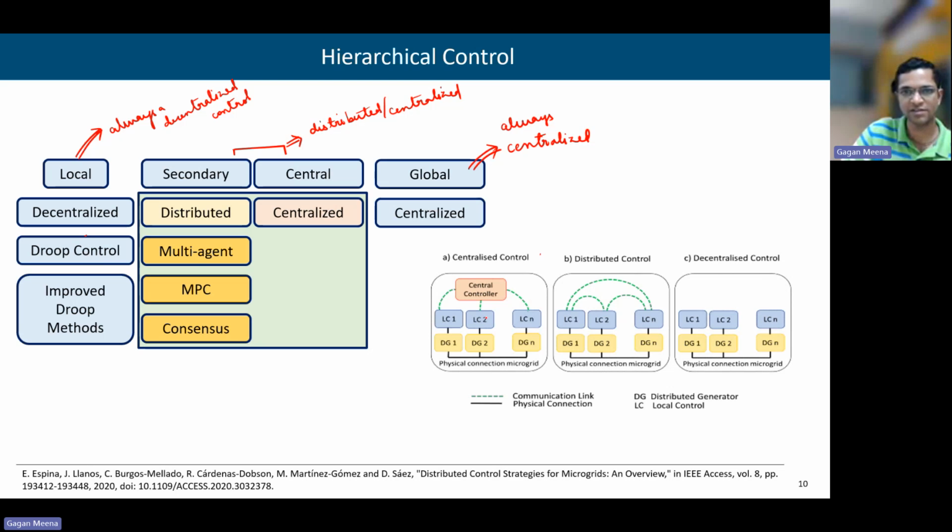The difference between centralized, distributed, and decentralized control is shown here. In centralized control, there is a central controller which has information about each and every DG, and it has a communication link with each of the distributed generators. If any of these links goes out, then this control will be affected. This control will not be foolproof. So this is one extreme. This is simple, but not reliable.